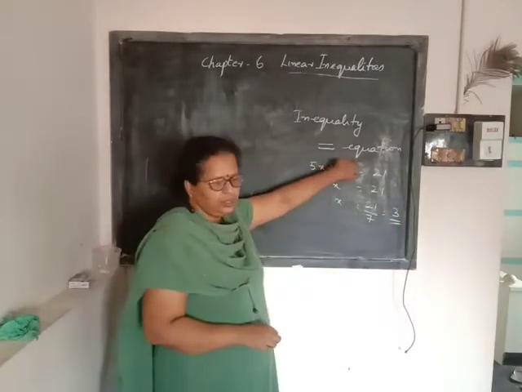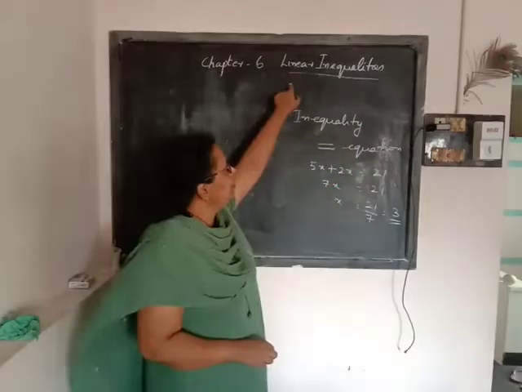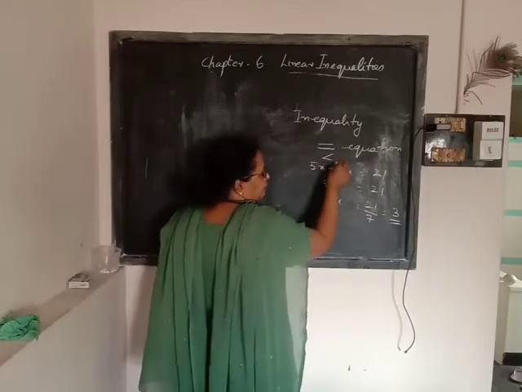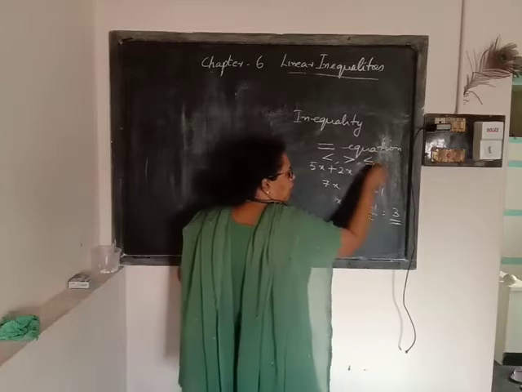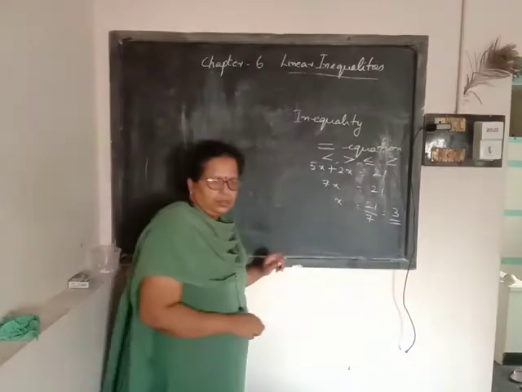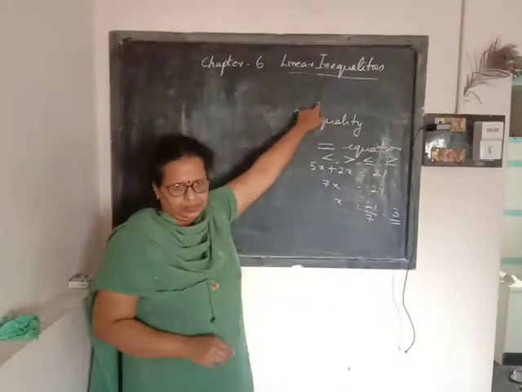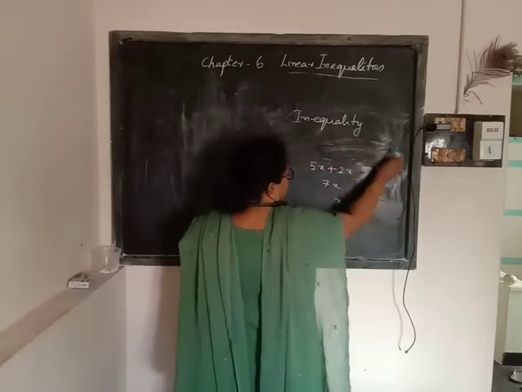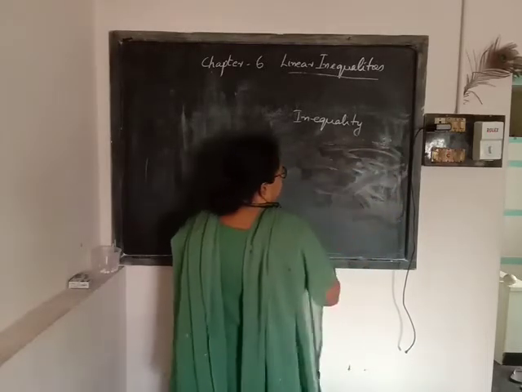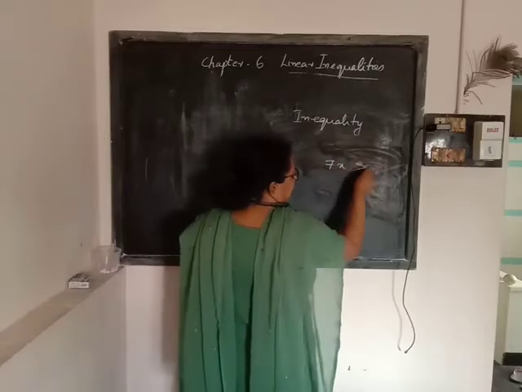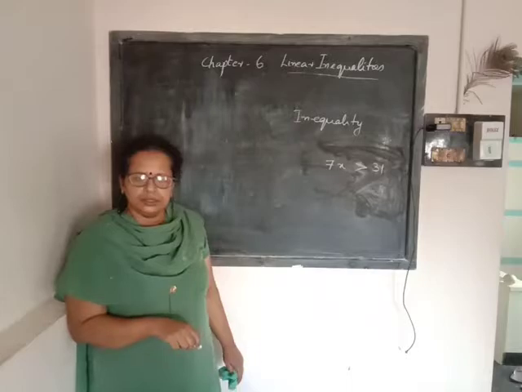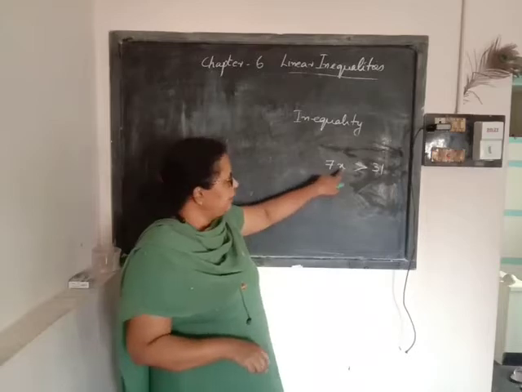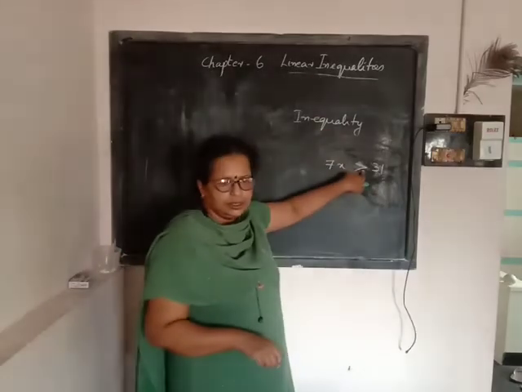This is a linear equation. Now we are going to learn linear inequality. So instead of the equal sign, it may be less than, greater than, less than or equal to, or greater than or equal to. Then it will become a linear inequality. For example, the question is like this: 2x plus 3x, or simply 7x greater than 31. This is linear. Why is it linear? Because the power of x is 1. It is an inequality because there is a greater than symbol.